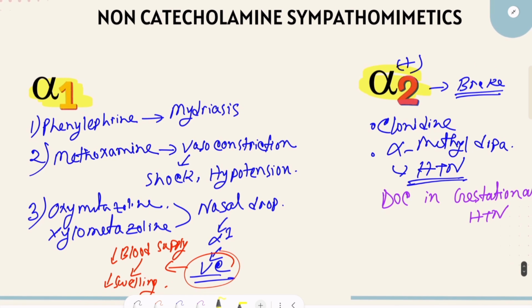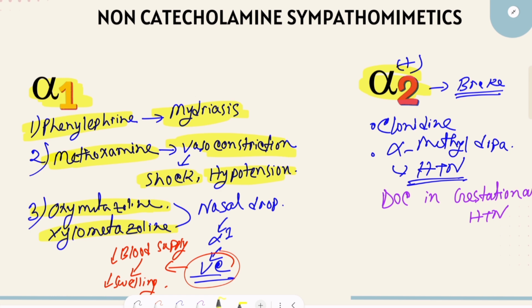Alpha-1 agonist non-catecholamines were phenylephrine, which causes mydriasis but not cycloplegia like the anticholinergic drugs do. And the second drug is methoxamine, which acts on alpha-1 receptor on blood vessel and causes vasoconstriction. So this utility is used in emergency conditions like shock and hypotension. The third drug is oxymetazoline or xylometazoline.